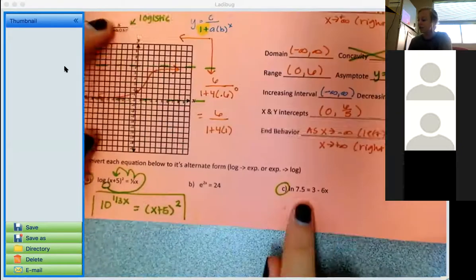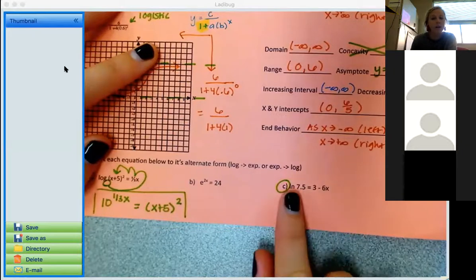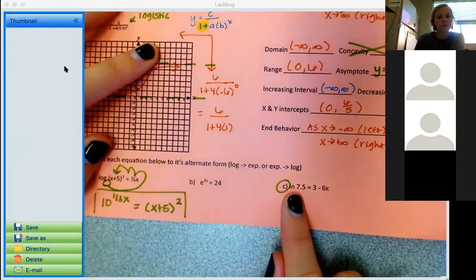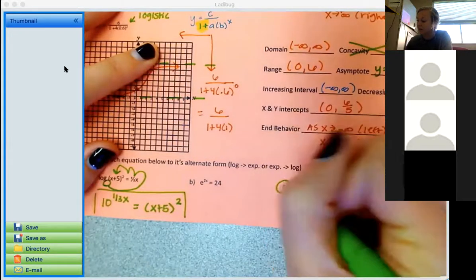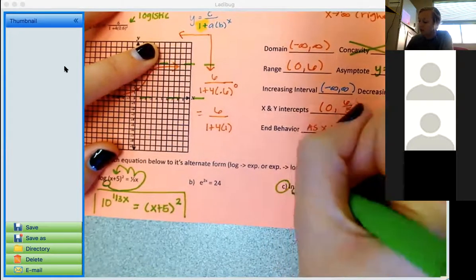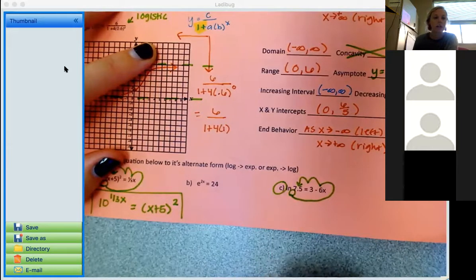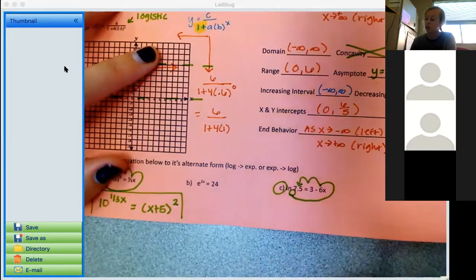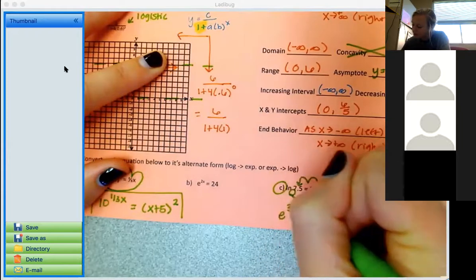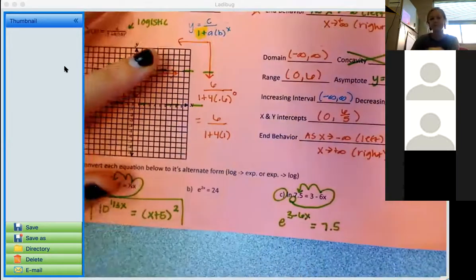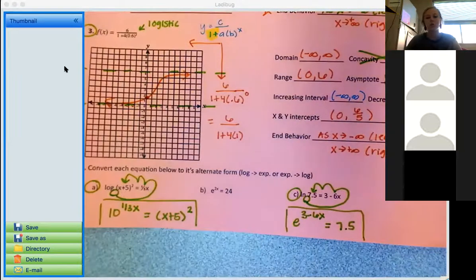All right, so then check C. Same thing. It's a log equation, but what kind of log equation is this one? Natural log. So same thing, we're going to take the base, raise it to the solution, and it'll equal the argument. What's my base of the natural log? E. Good. So this is e to the 3 minus 6x equals 7.5. And you could have left it just like that. It didn't say anything about solving. It just wants you to convert.